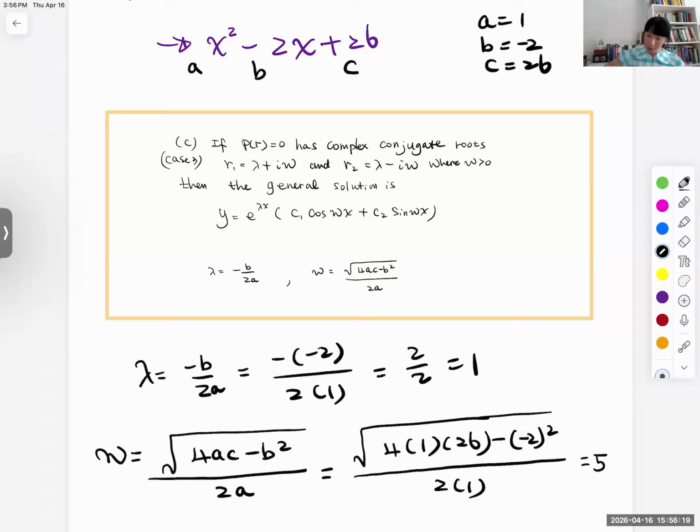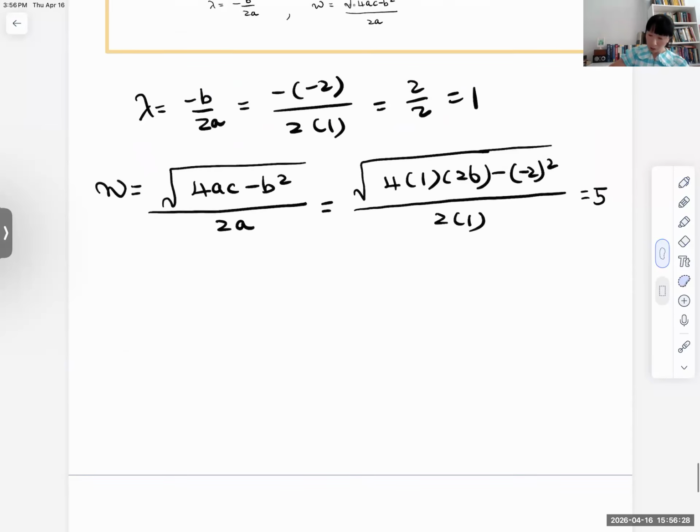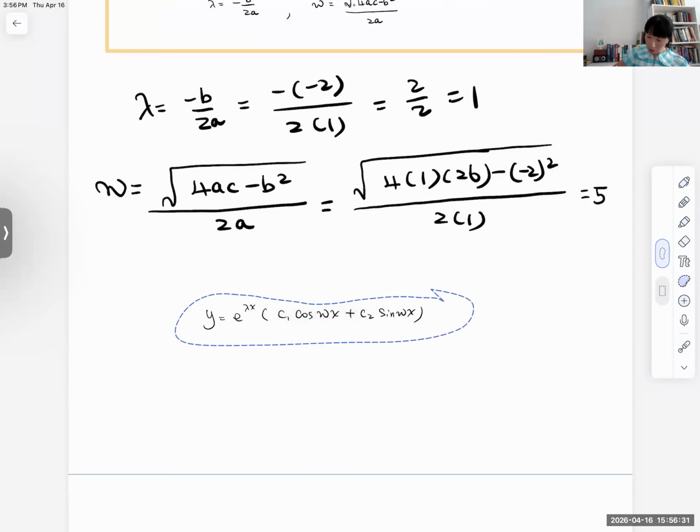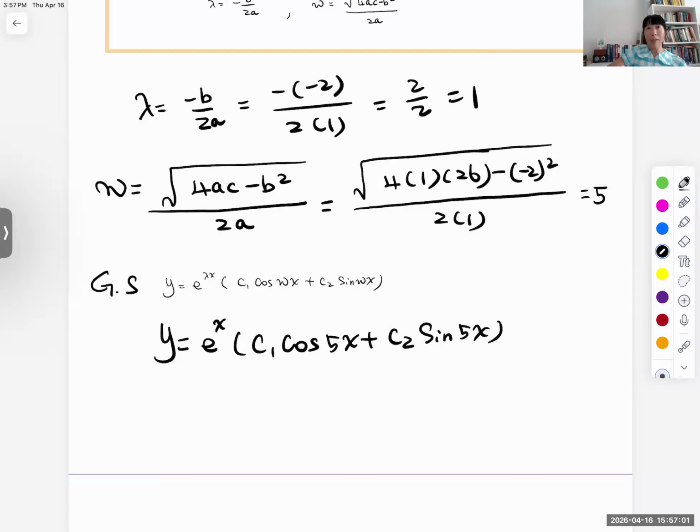Okay. So for a complex root, so this is the complex root, general solution. So general solution. So y equal to e to the lambda, which is 1, right? Which is 1. And then x, we don't have to write down. And c sub 1 cosine omega, which is 5x, plus c sub 2 sine omega, which is 5x. Yeah.